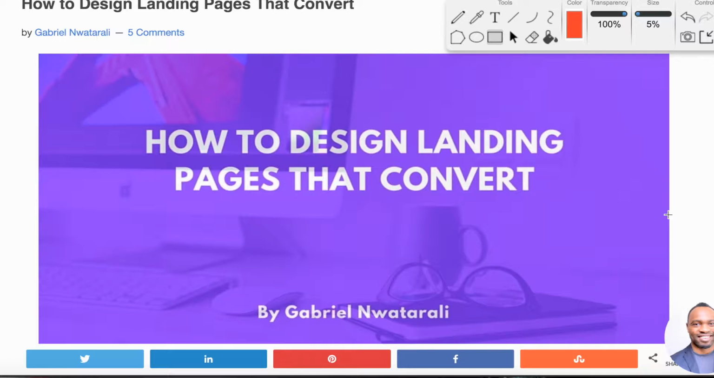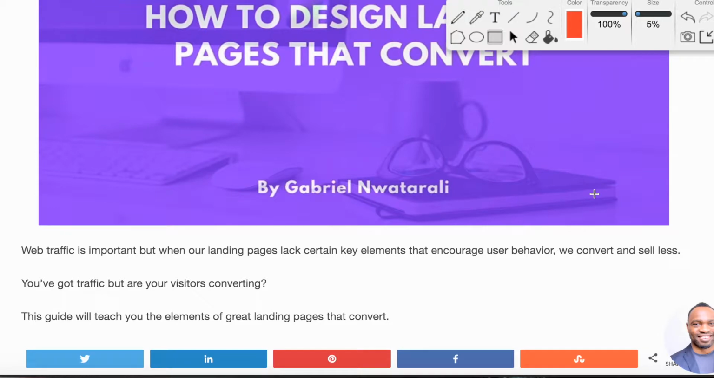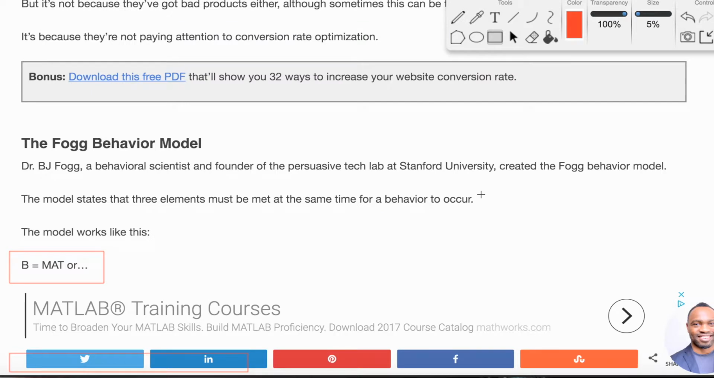So today I wanted to talk about landing pages. Okay, so let's dive in. What we're going to talk about today is the Fogg Behavior Model and AIDA, which is an acronym for attention, interest, desire, and action. We're going to talk about how you can use these two concepts to improve your landing pages. So the first one is the Fogg Behavior Model.